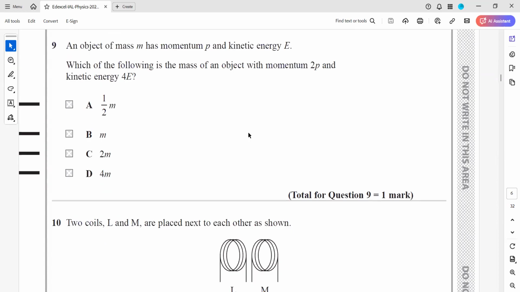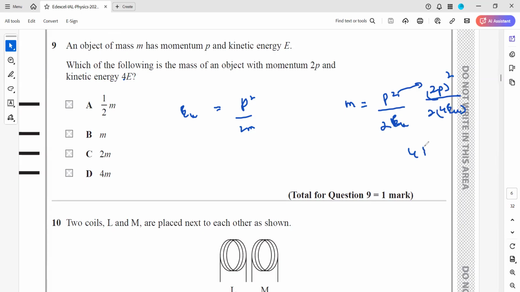An object of mass m with a momentum p. Which of the following is the mass of an object with momentum 2p and the same kinetic energy? So we have the formula: the kinetic energy, Ek, is p square over 2m. So m will be equal to p square divided by 2Ek. So the momentum is double, so this will be (2p) square, and the kinetic energy is 4.